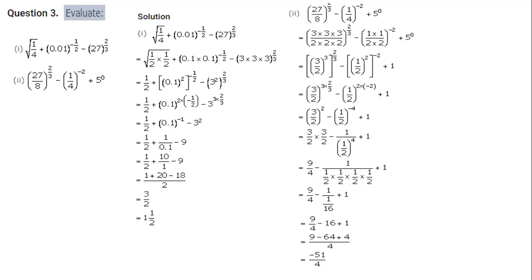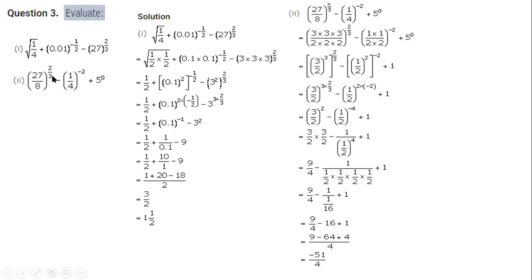Now the given expression can be written as 1/2 plus 0.1 power minus 1 minus 3 square. This one can be written as 1/0.1, so 1/2 plus 10/1 minus 9. Take the LCM. This will become 1 plus 20 minus 18. On solving, we'll get 3/2. If you want to leave the answer here as 3/2, then you can. If you want to write this fraction as a mixed fraction, then you can write 1 1/2. Choice is yours.